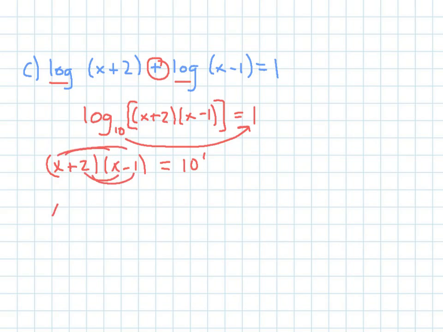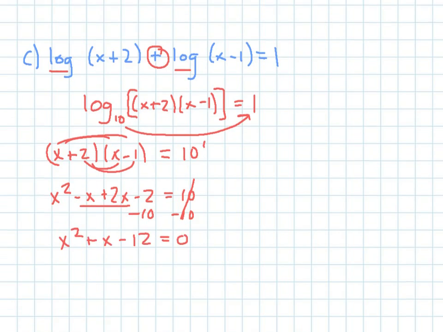So x times x is x squared. x times negative 1 is negative x. 2 times x is 2x. 2 times negative 1 is negative 2, and then equals 10. So now I want to subtract 2 from both sides. That makes that go away. And I also want to combine my like terms. So x squared plus x minus 12 is equal to 0.